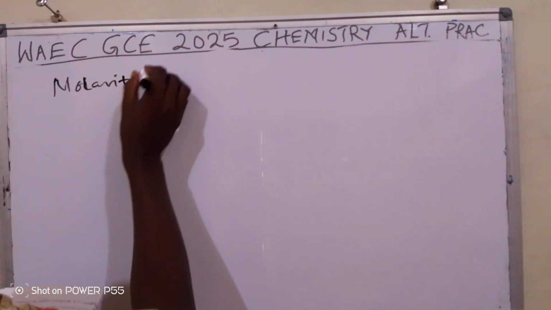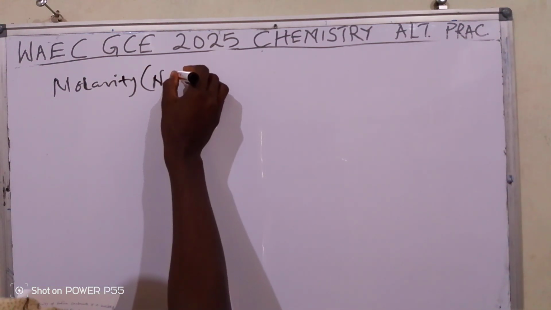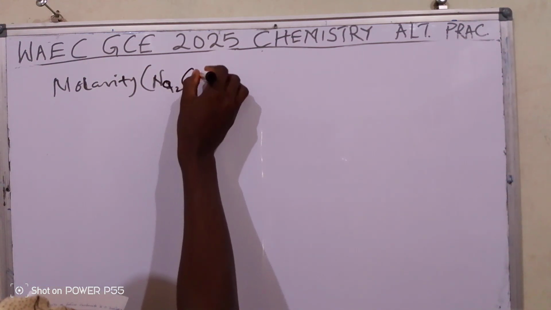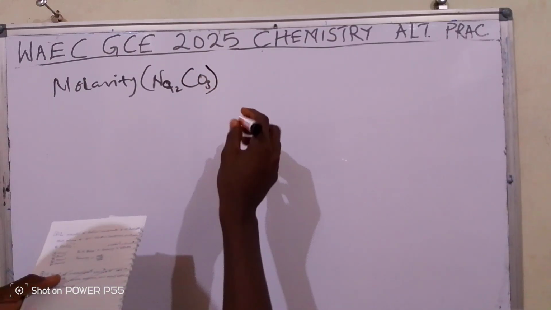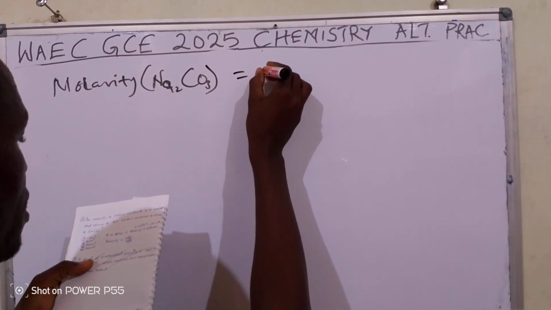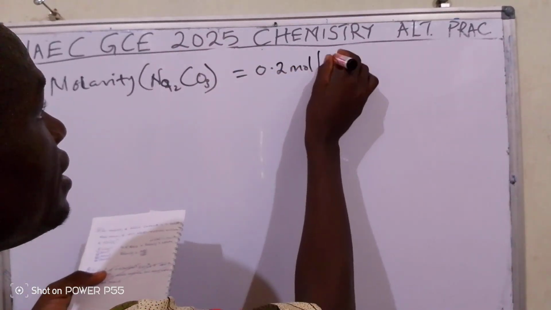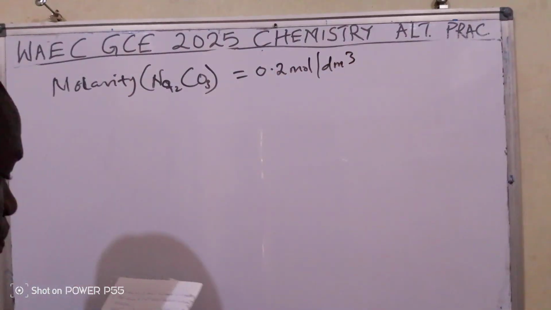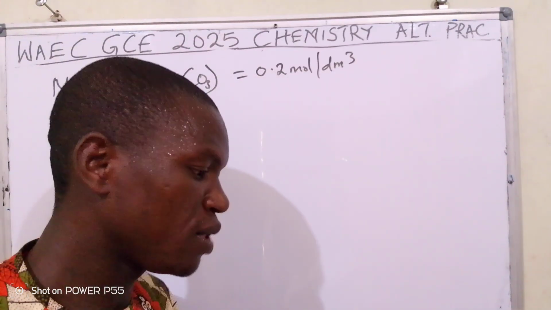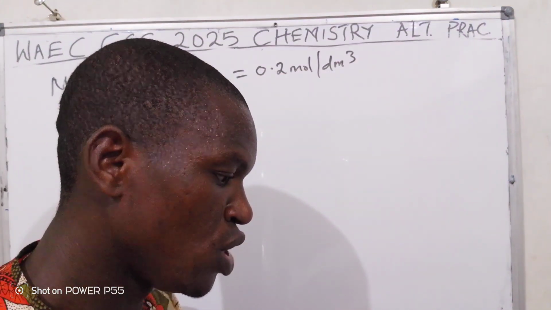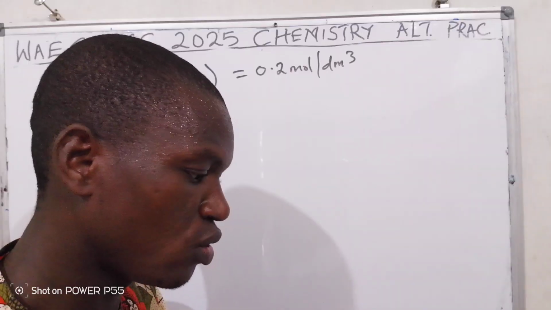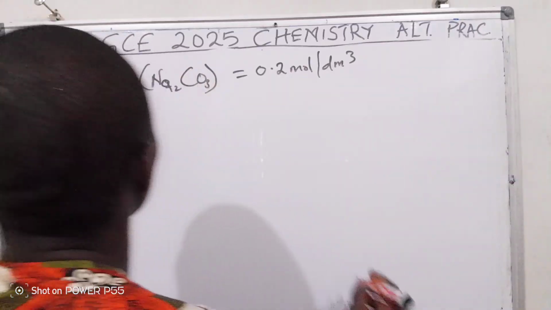Molarity of sodium carbonate is 0.2 mole per dm cube. Okay, the next statement now says: what volume of this solution contains 0.1 moles.